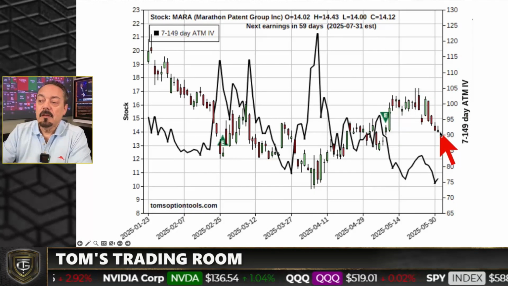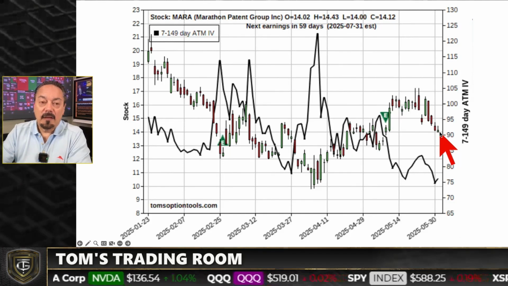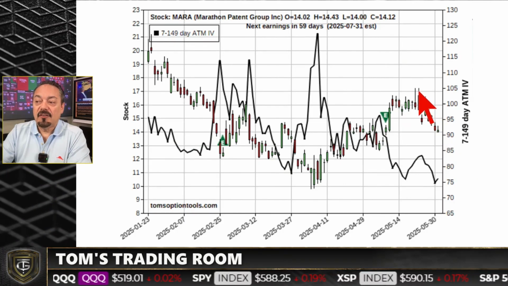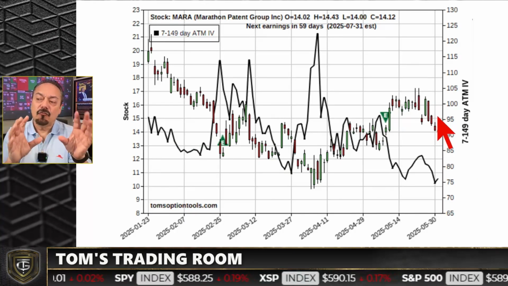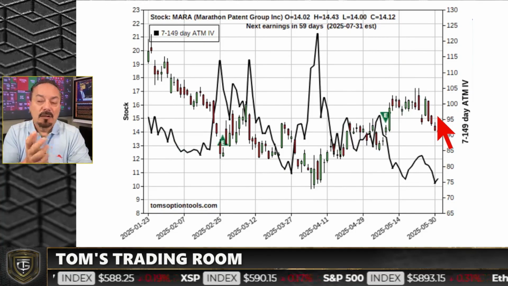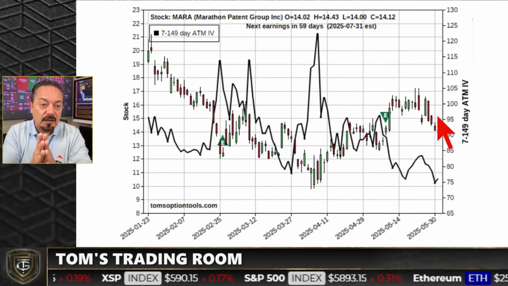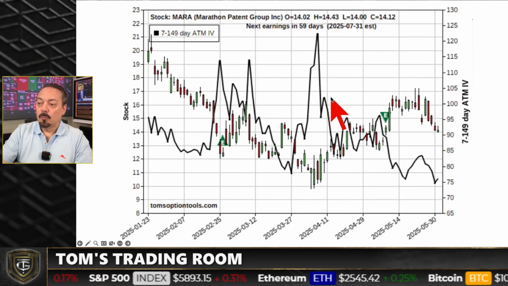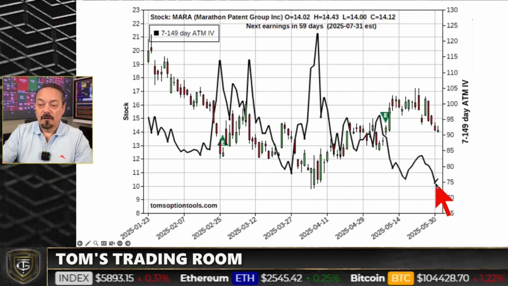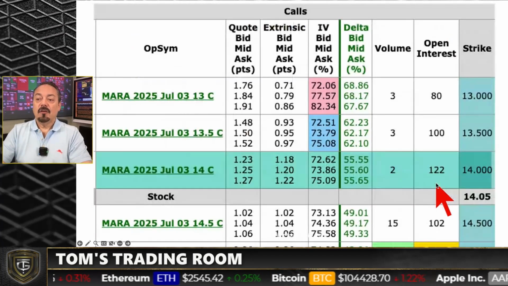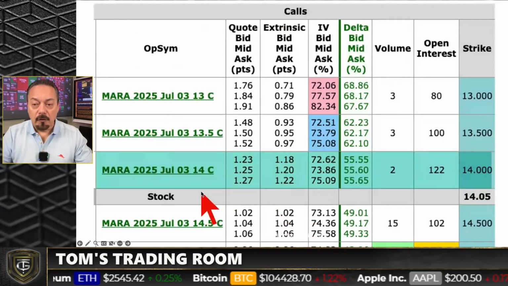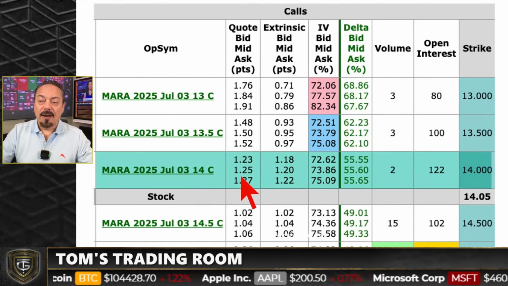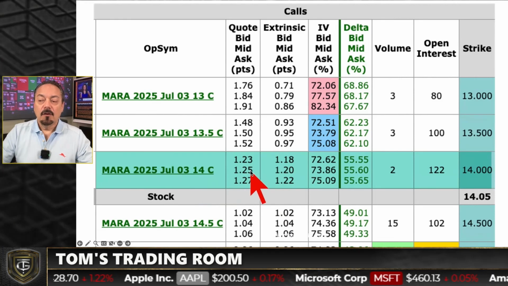idea. Because if we do go back up and hit new all-time highs, then I believe easily Marathon Patent could be at 17 again. So I have to look at trading it to the 17 area, or at least what could it do at 16? What I'm looking at with this black line is options premium. The option premiums have gotten very, very cheap. In fact, if you look at July 3rd, right before the 4th of July, the July 3rd 14 calls went out Friday at $1.25. So let's work with that.